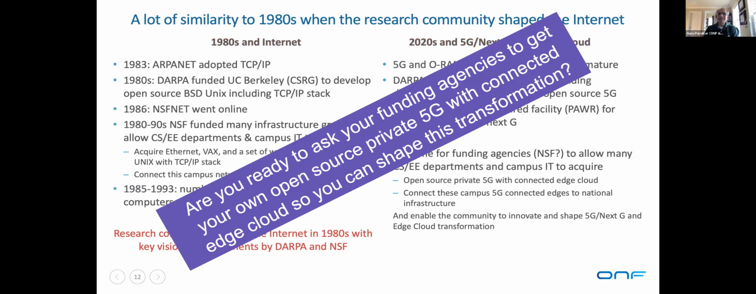So my only ask is, if you are listening to this particular webinar and this particular session, are you ready to ask your funding agencies to get you your own open source private 5G with connected HCloud so you can shape this transformation? I hope your answer is yes, and that is what you will ask for and how you will shape the future of 5G and next G.